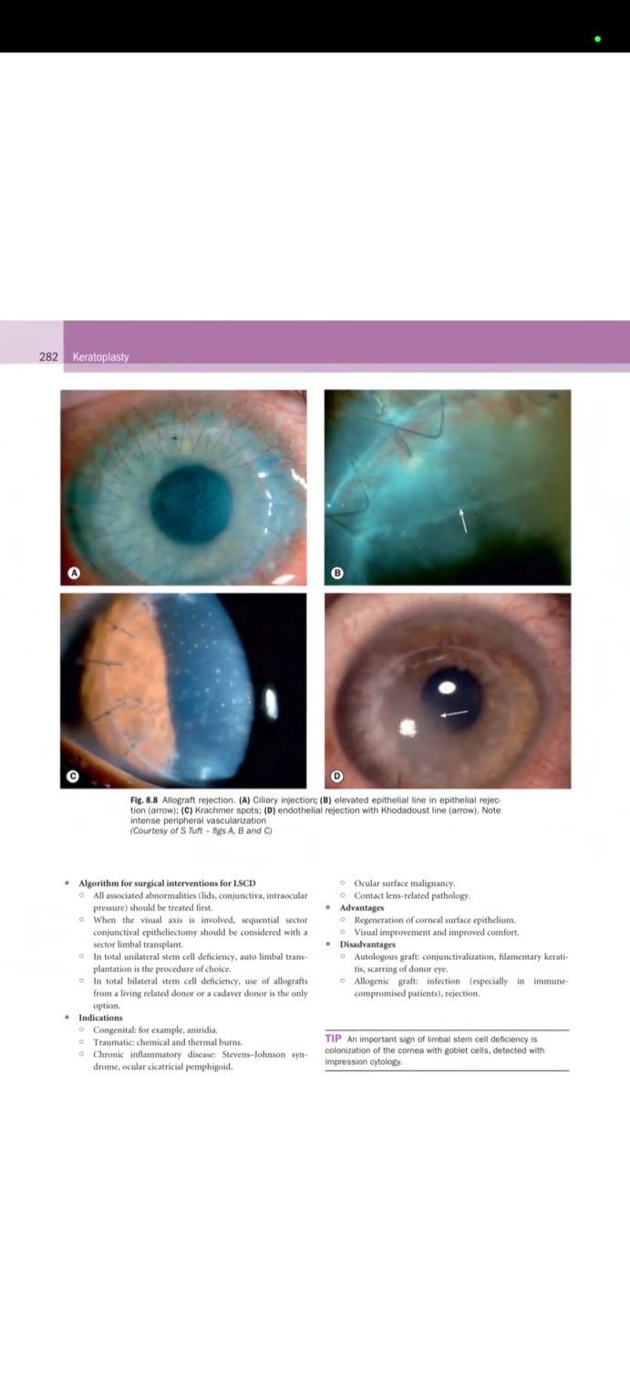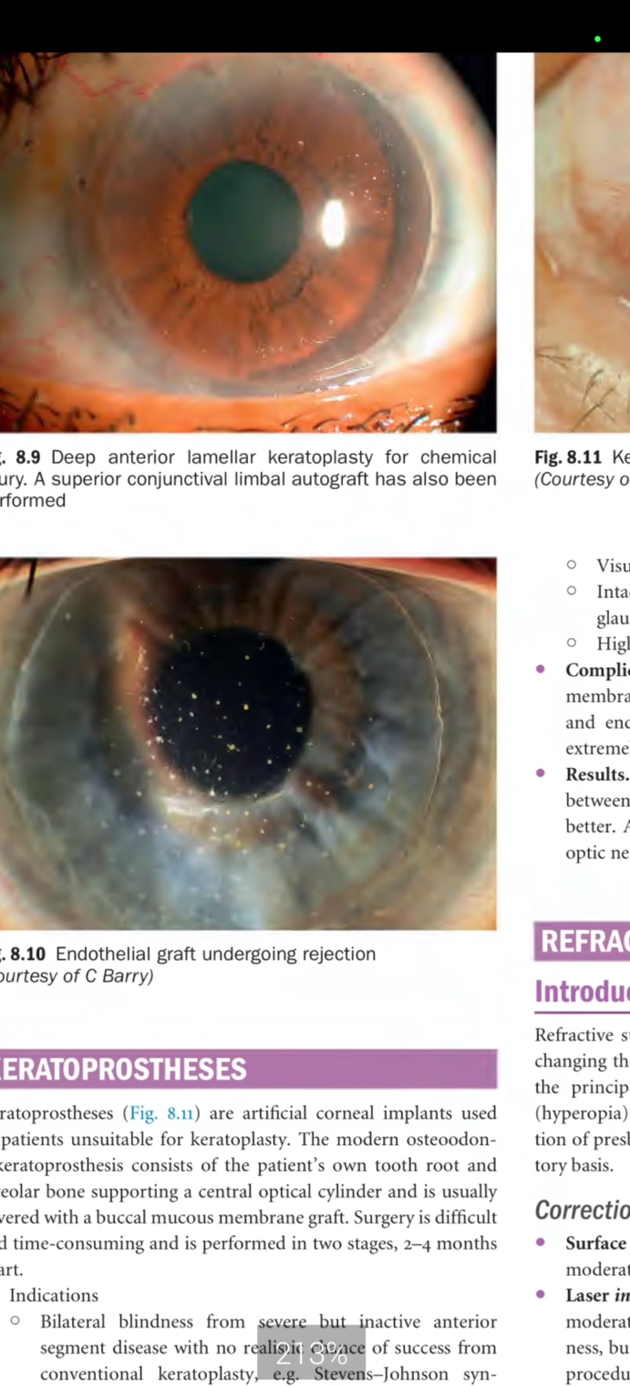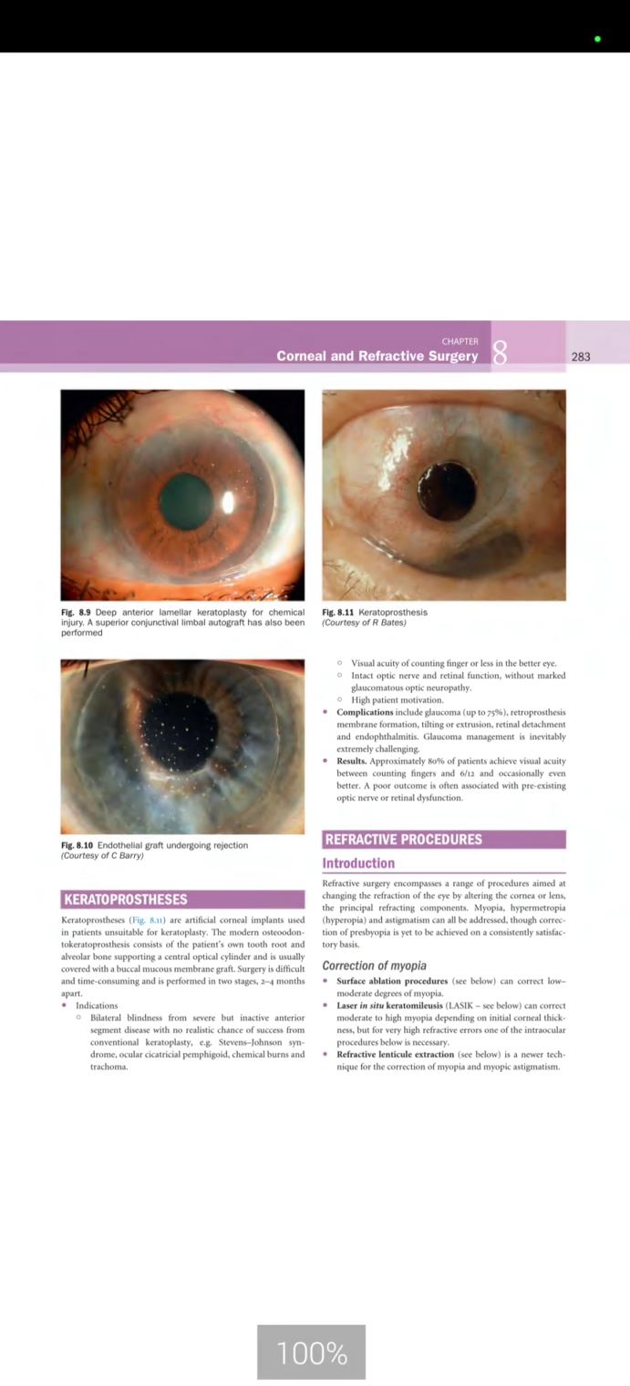So let's see figure 8.10. Figure 8.10 is showing the endothelial graft undergoing rejection.